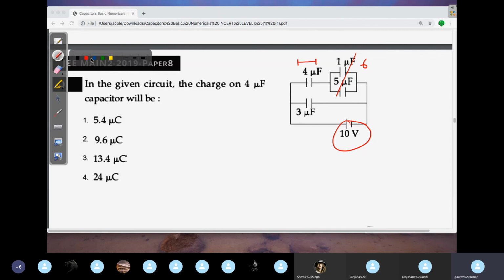See. So how much voltage you will have here? What you will write here? V here will be 10 multiplied by 6 divided by 10. It will get cancelled, and 6 into 4. 24 is the answer for the question.